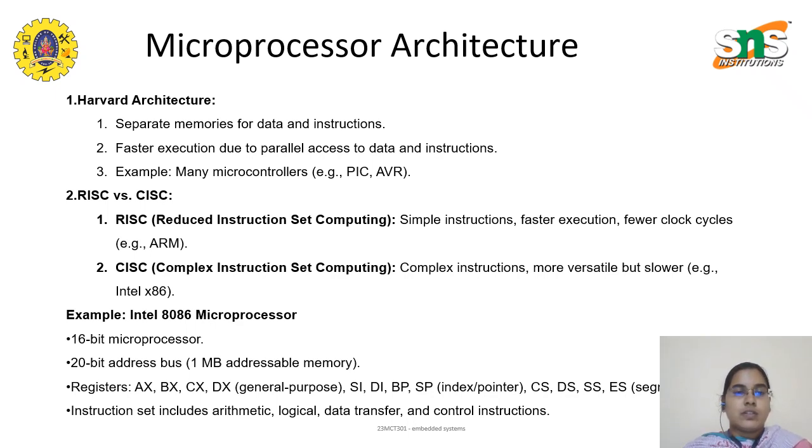An example is many microcontrollers, such as the PIC microcontroller, AVR, etc. So we know about RISC and CISC. RISC is reduced instruction set computing, whereas CISC stands for complex instruction set computing. The main difference is that RISC has simple instructions, faster execution and fewer clock cycles, whereas CISC has complex instructions, is more versatile but slower. We can take the Intel 8086 as the CISC architecture example.